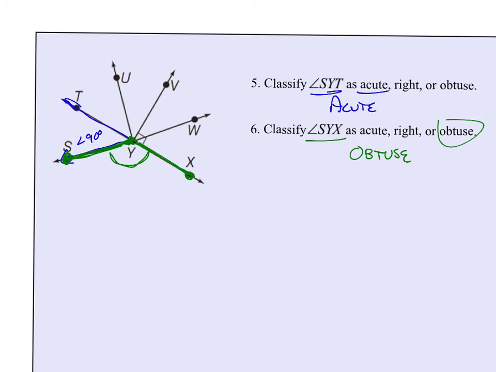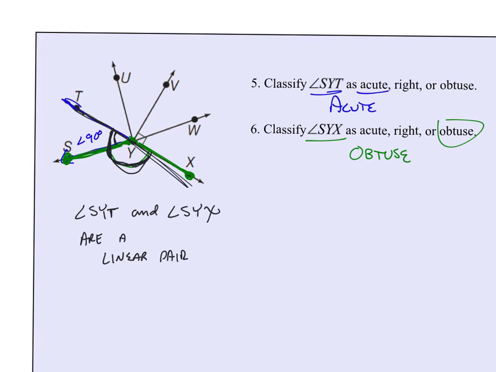And just as kind of a sidebar here, whenever you have this, the combination of SYT and SYX, if you notice that between the two of them, you create a full line, that's known as a linear pair. And we'll speak more about that in a little bit. Sorry, that's not SYT, that's SYX. Apologies. So these two together make a line, okay, make a straight angle. So that means that they're going to be a linear pair.